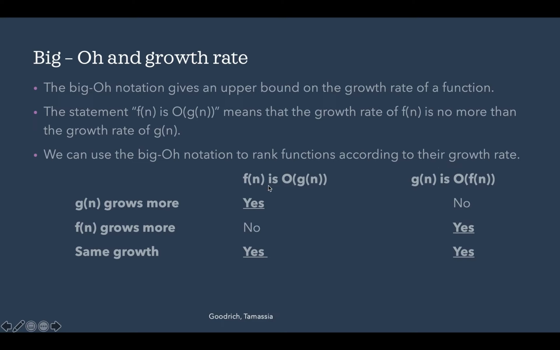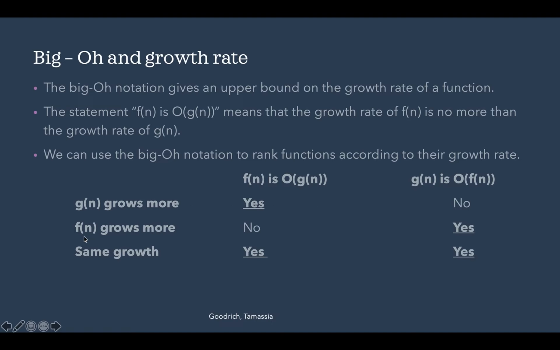Is the statement f of n is big O of g of n, and g of n is big O of f of n, the same? No, it is not the same. If this is case 1, g of n grows more. What does that mean? The growth rate of g of n is more. Then f of n less than or equal to c into g of n is satisfied. So I can tell f of n is big O of g of n, but I cannot tell g of n is big O of f of n.